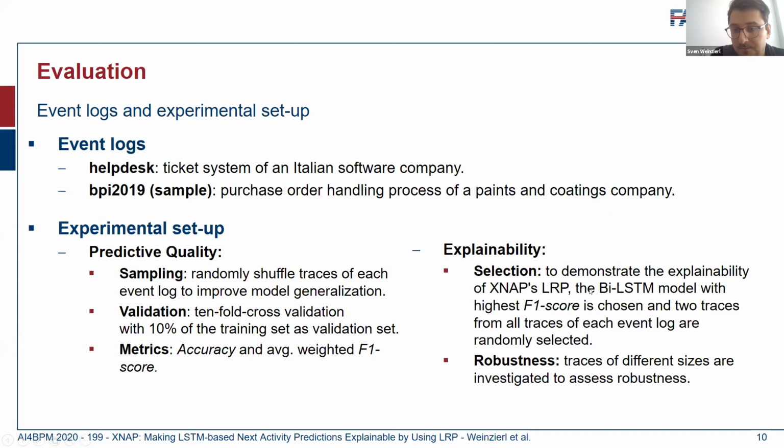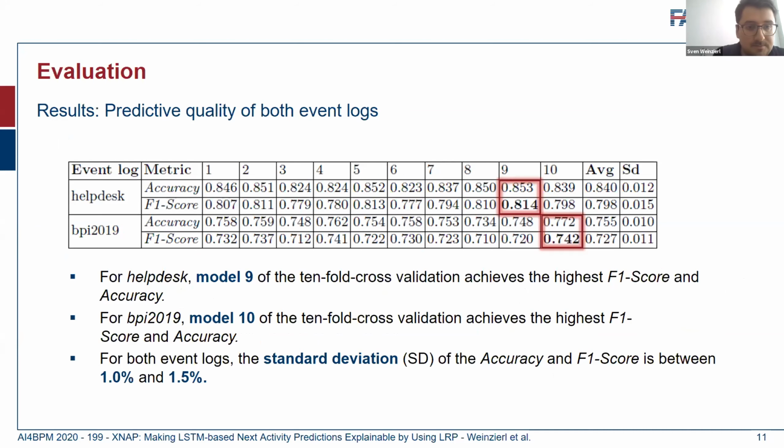Regarding the explainability, we demonstrate the explainability of LRP by selected traces for the model with the highest accuracy. That comes on the next slide. And the robustness, we investigated different sizes of traces. As you can see here, for the head-based log, we selected model 9 because it has the highest F1 score and accuracy, and the same for BPI 2019. Here we used the model 10.